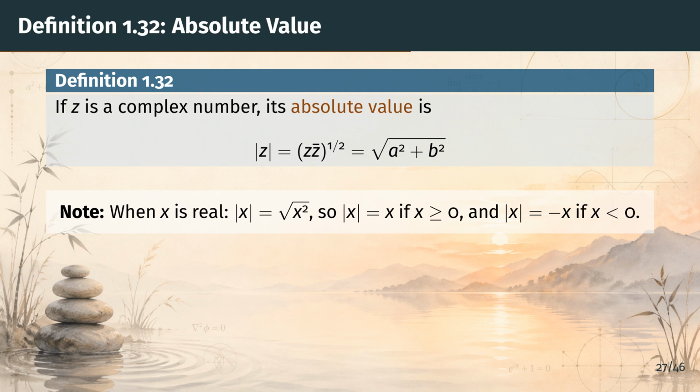The absolute value is defined using the product of z with its conjugate, which we just showed is always a non-negative real number. Taking the square root is justified by theorem 1.21. Geometrically, this gives the distance from z to the origin in the complex plane. An important consistency check: when z is real, the conjugate equals z itself, so we recover the usual real absolute value. Let's visualize this geometrically.